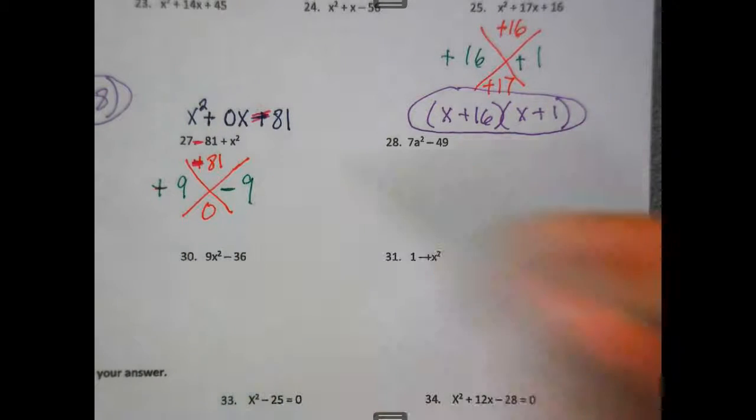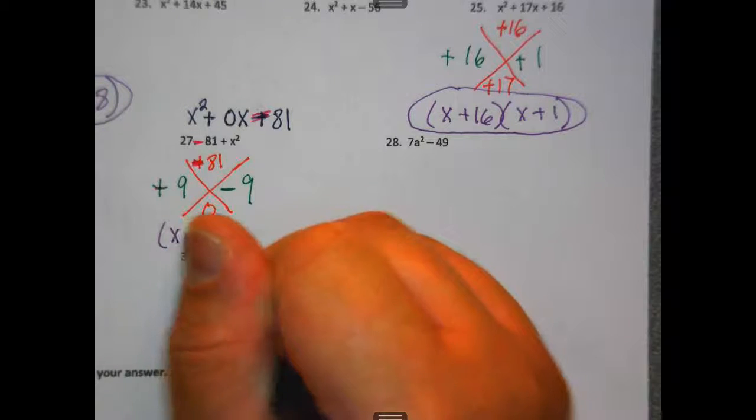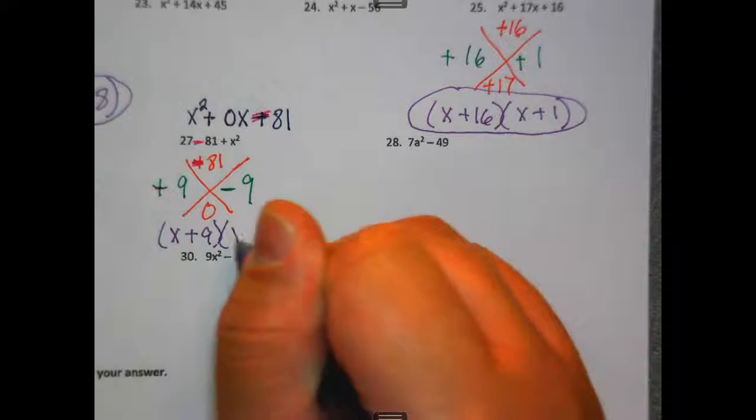Plus and a 9. So our factors are going to be x plus 9 and x minus 9.